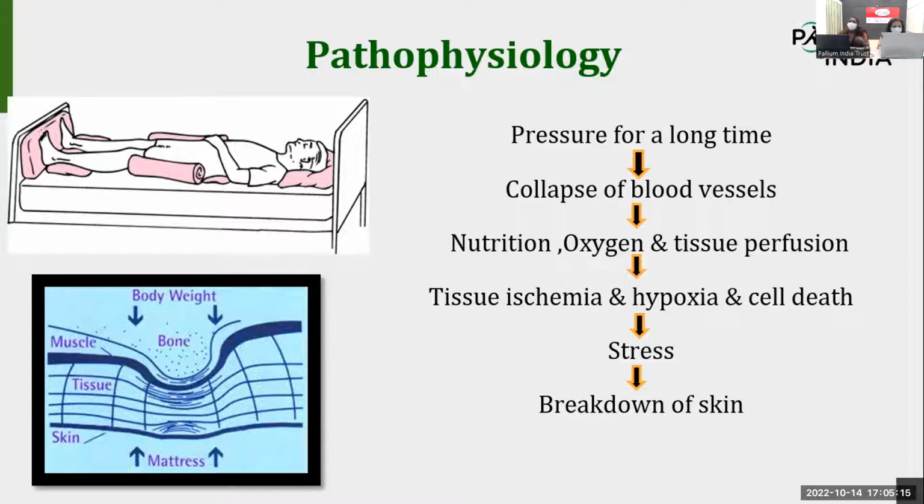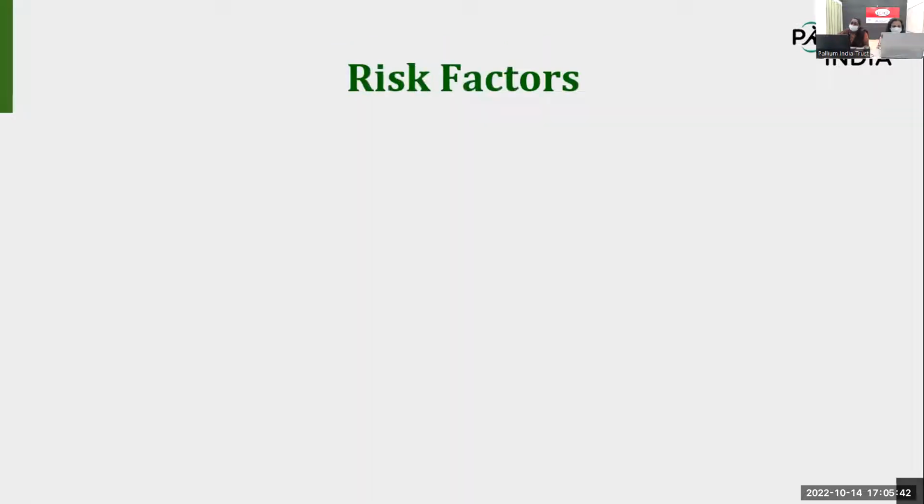If there is continuous unrelieved pressure, the underlying tissues may not get adequate blood supply. If the tissues do not get adequate blood supply, what happens? Tissue ischemia, stress and breakdown. This is the pathophysiology of pressure ulcer. That is why we need to change the position every 2 to 3 hours. Otherwise, pressure sore will develop.